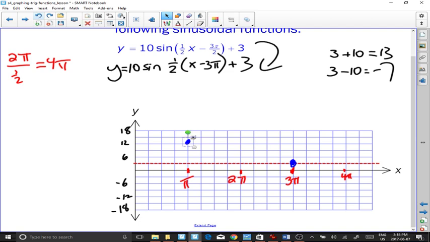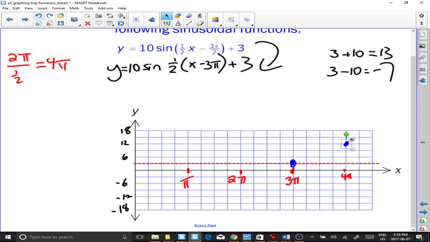What we can do is take that point and move it 3 pi to the right. So what's pi plus 3 pi? 4 pi. It's just moving right. It's not moving up or down. It's just moving to the right to 4 pi. So now the point is right there.